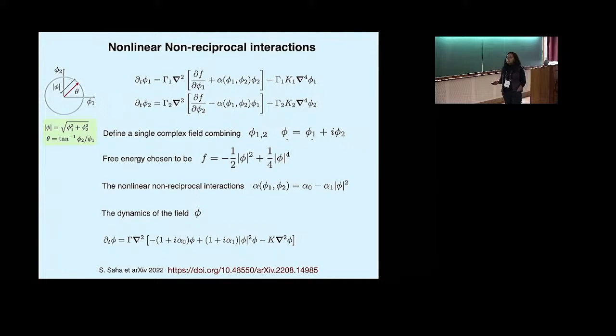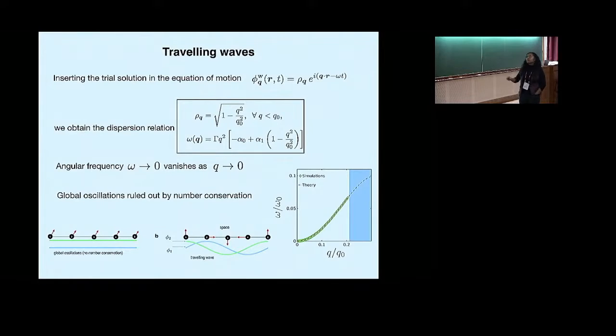For now, I will choose forms for F and alpha such that we can write these equations as a conserved version of the complex Ginzburg-Landau equation. We do that by writing down a complex field, defining it in this way, and we choose the free energy and the nonlinear non-reciprocal interaction parameter alpha to be functions of the modulus only of this complex field. With this simplification, we have this equation, which looks rather simple, but has a lot of rich dynamics, as you will see in the next slide or two.